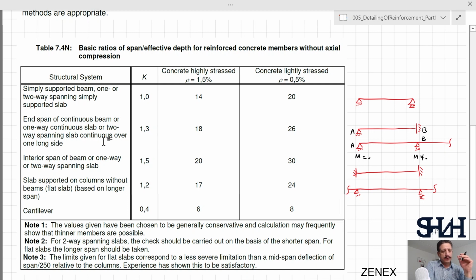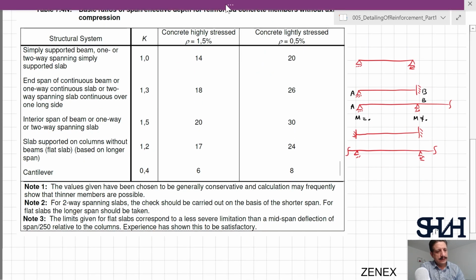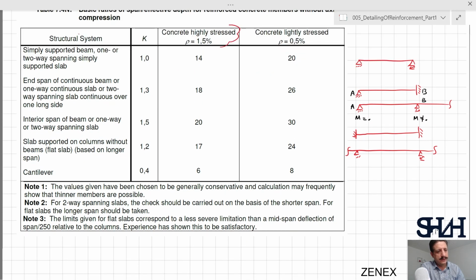This table is provided for a certain class of concrete, C30, and also with the value of the stress inside the reinforcement in tension of 310 megapascal. So if you want to calculate accurately, then you need to check with the equations given in this chapter. So here we can see the values for highly stressed and the other one is for lightly stressed.